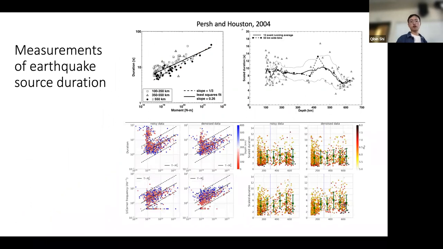Yeah, so this is the last slide I want to show. We have two measurements of the source duration. Here, these two panels show a direct measurement from the time domain, measuring the pulse width to estimate the duration. And these two panels show the measurement of the duration from the corner frequency, which is one over the corner frequency. After denoising, they follow the same slope, which is that the duration should be proportional to moment to the power of 1/3.